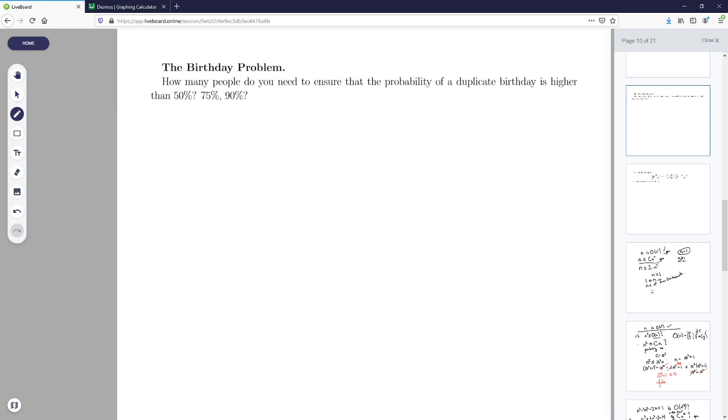So here's the last new thing for the course, because we're just going to be doing exam review on Monday. Here's the birthday problem. How many people in a room do you need to ensure that the probability of a duplicate birthday is higher than, say, 50%, or maybe 75%, or maybe 90%? Who cares? Some percentage p.